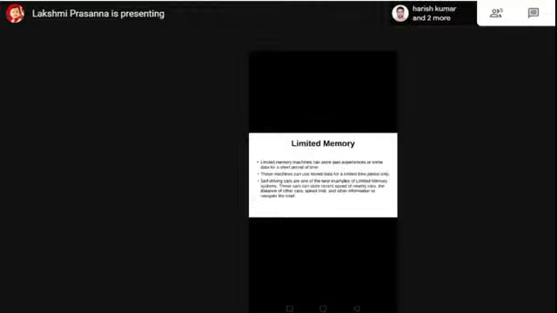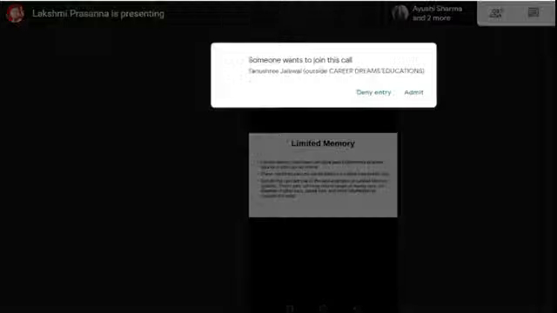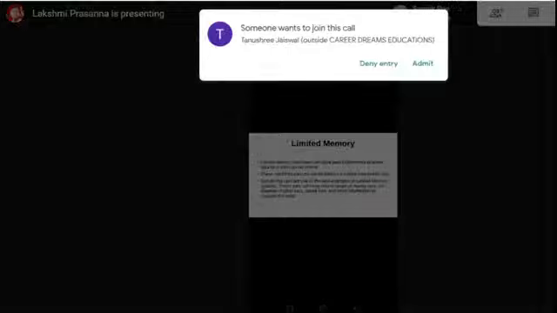Next is limited memory. Limited memory machines can store past experiences or some data for a short period of time. These machines can use stored data for a limited time period only. For example, let's look into self driving cars. They are the best examples of limited memory systems. These cars can store the recent speed of nearby cars, the distance of other cars, the speed limit, and other information to navigate the road.